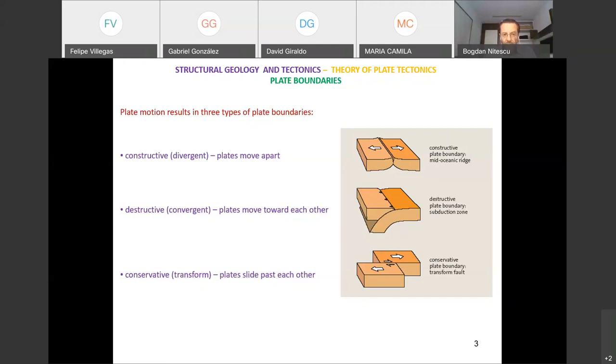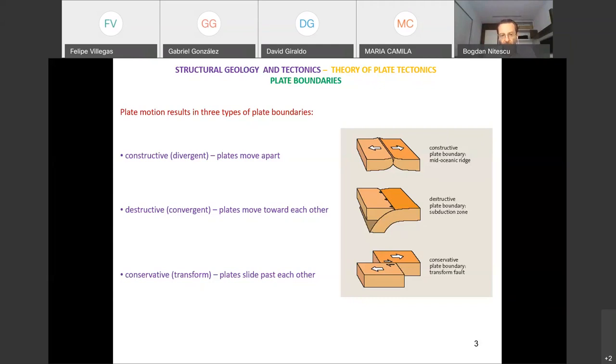The second type is what we call destructive or convergent. What happens here is that the plates move toward each other, and one of them is being subducted, which means the destruction of the lithosphere because it sinks into the mantle, and convergent because they come together.